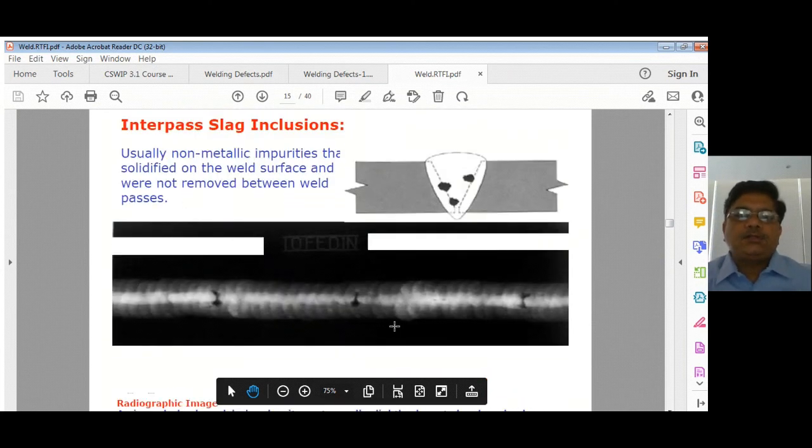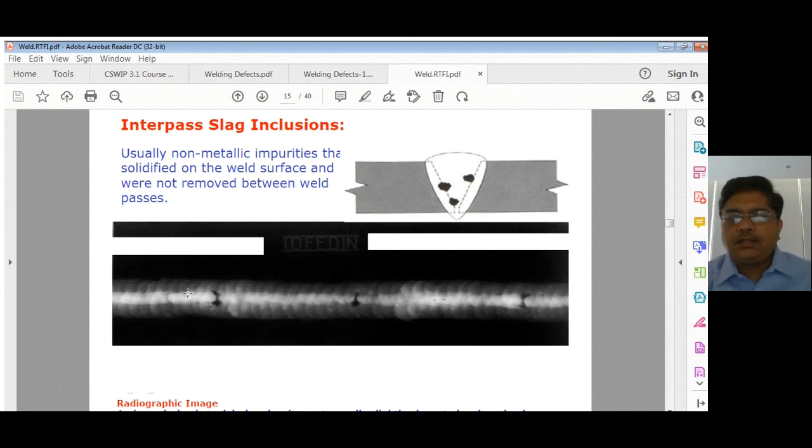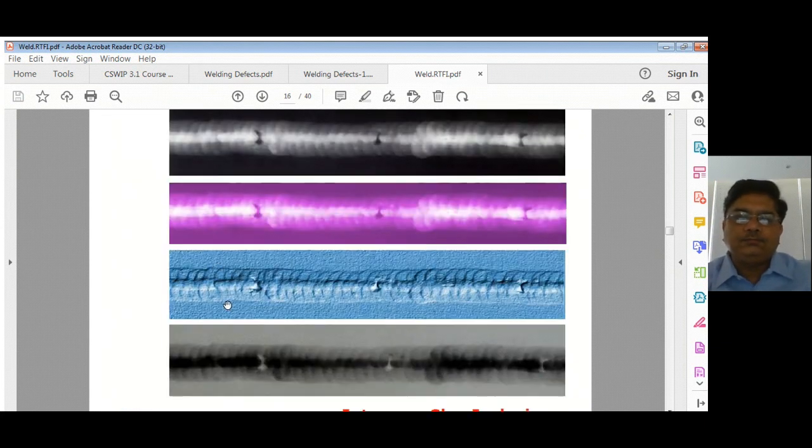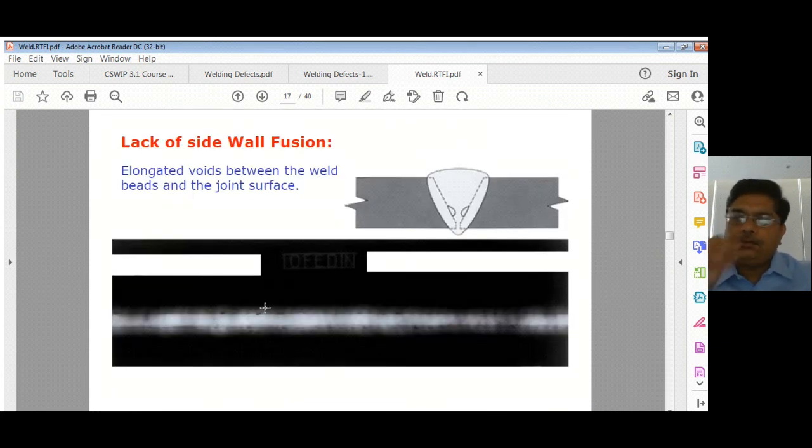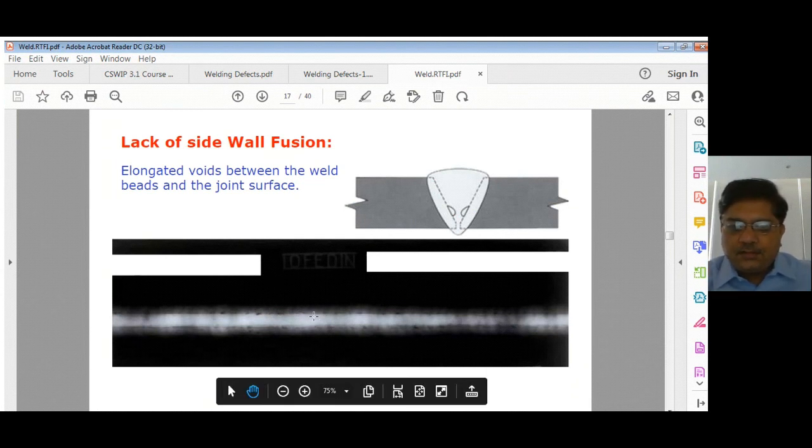Then comes interpass slag inclusion. Now these are the slag which has not been cleaned properly. So here and there they will come. It can come anywhere, not only the root. Fill and cap, everywhere it can come. Then lack of sidewall fusion. So you can see just after this root white region, it will be coming on a straight line on top or bottom.